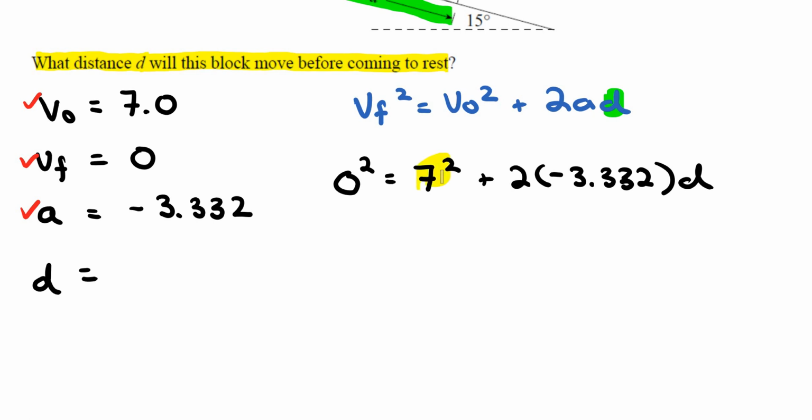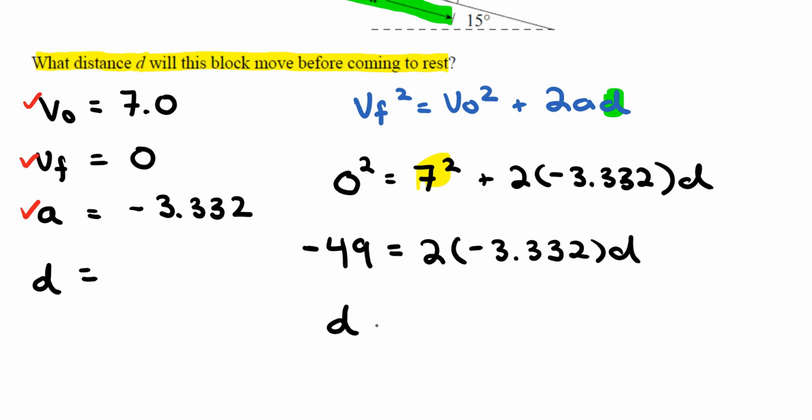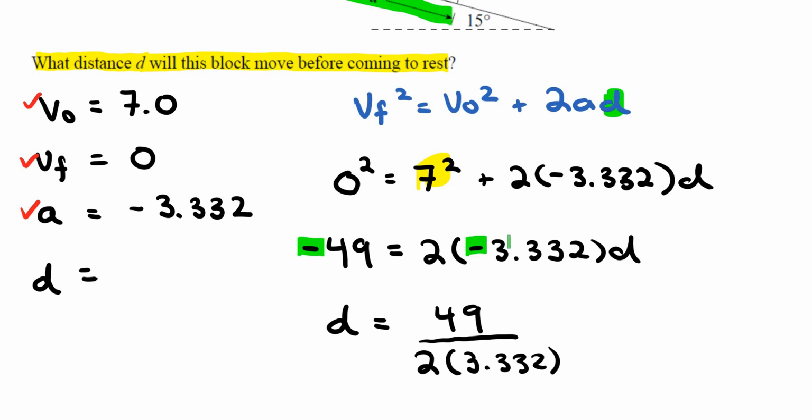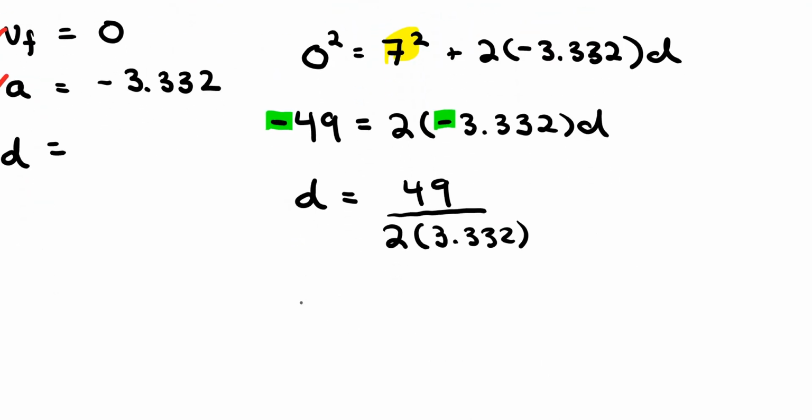Now, if I bring this 7 squared over to the left-hand side, it becomes negative 49 equals 2 times negative 3.332 times the distance. And we can easily solve for the distance now by taking our 49 and dividing that by 2 times the acceleration. It turns out that the negative signs cancel, giving us a positive answer, which is great. And the distance traveled is going to be 7.353 meters. Okay, so that's the distance traveled for this problem.